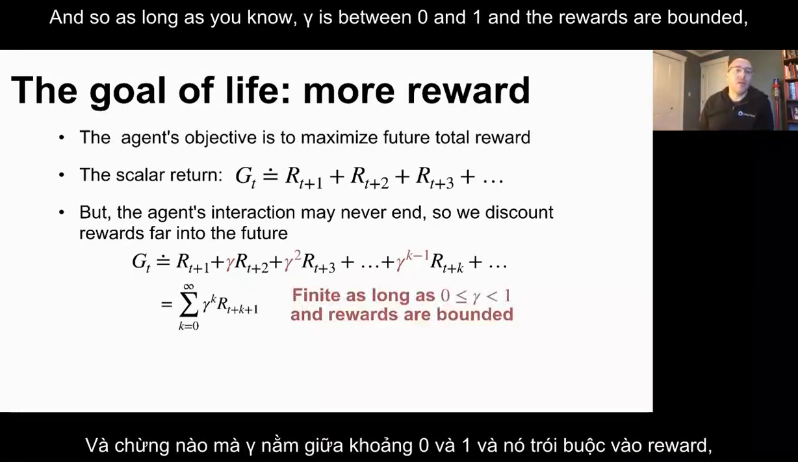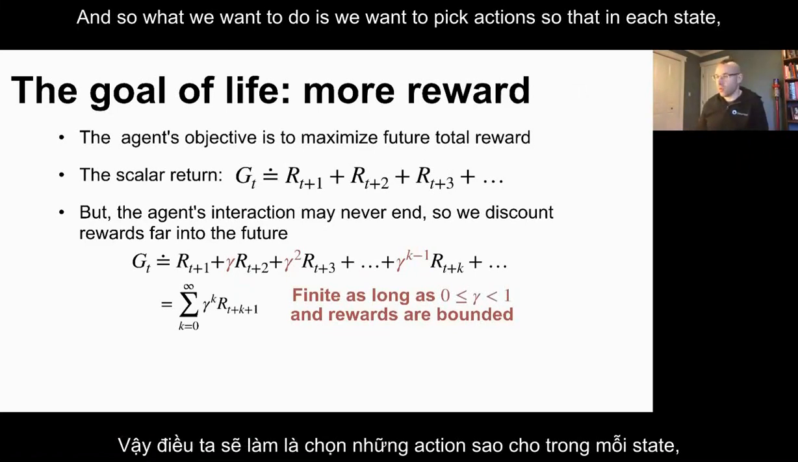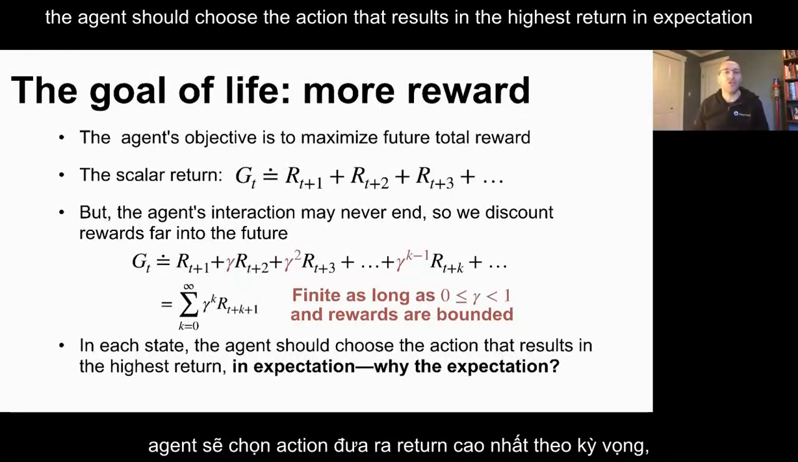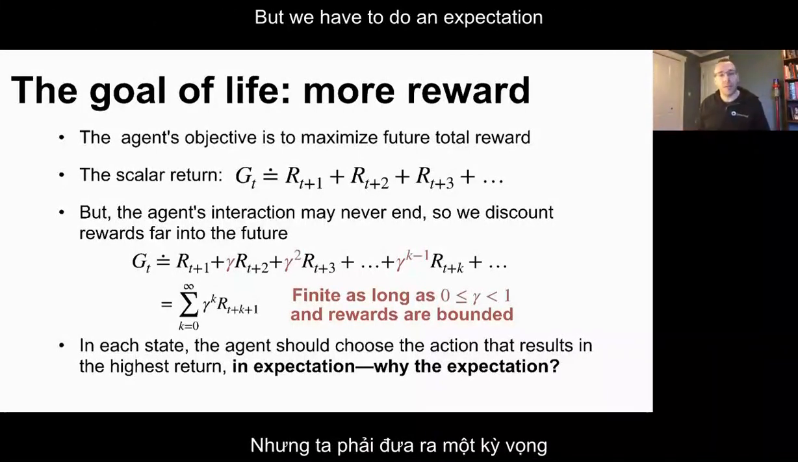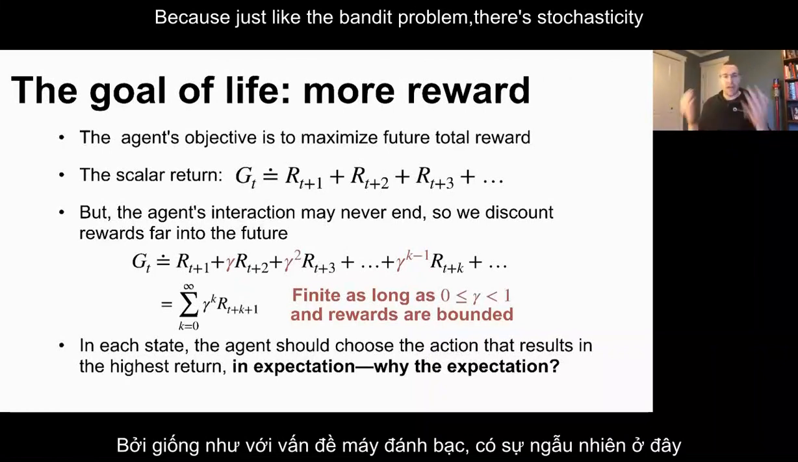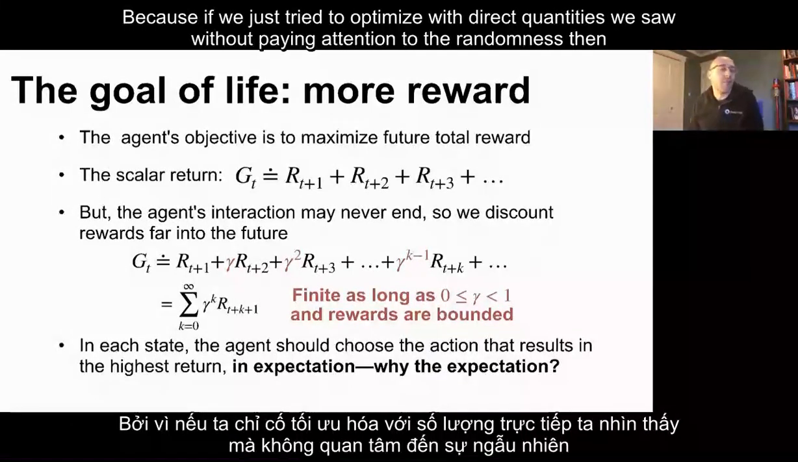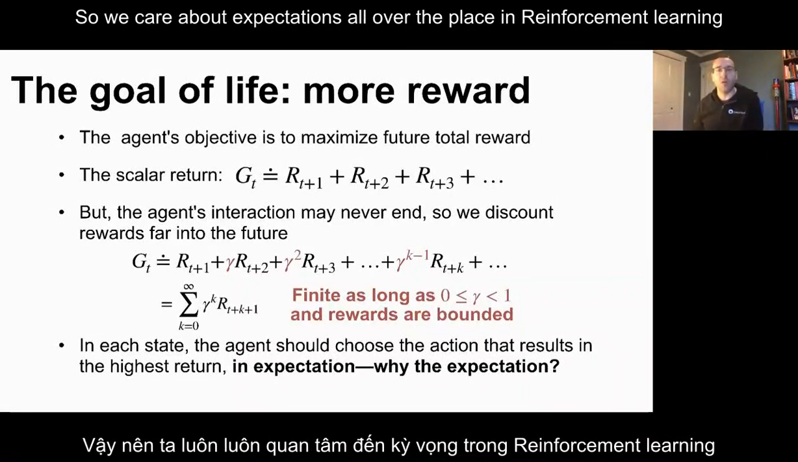As long as gamma is between 0 and 1 and the rewards are bounded, this will keep our return G_t finite. What we want to do is pick actions so that in each state, the agent chooses the action that results in the highest return in expectation. So we want to make G_t as big as possible in every state, but we have to do it in expectation because, just like the bandit problem, there's stochasticity. If we tried to optimize direct quantities without paying attention to the randomness, we would get stuck. So we care about expectations all over the place in reinforcement learning.